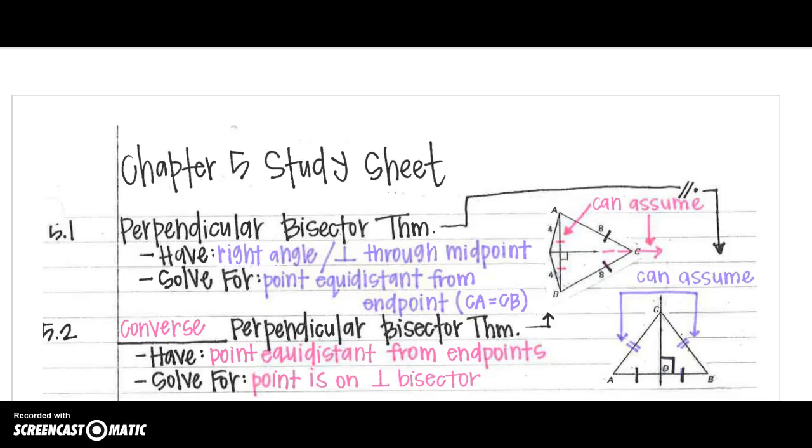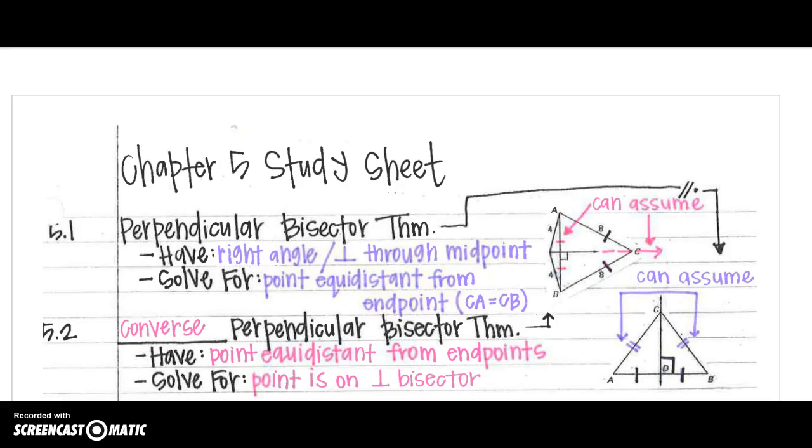This is Chapter 5 Study Sheet, going over the relationships in triangles. And we're going to go over a lot of the theorems pretty quickly. So if you need to pause at any time to write down anything, make sure you do that. The first one we're going to talk about is the perpendicular bisector theorem.